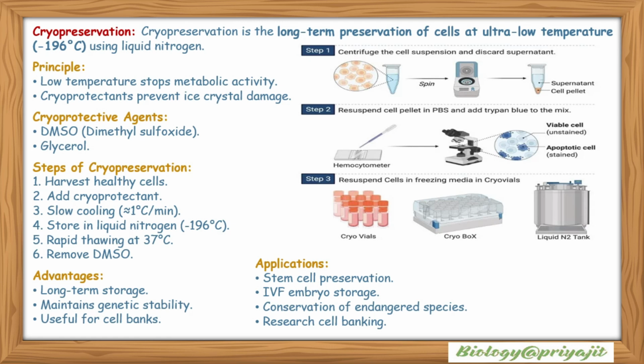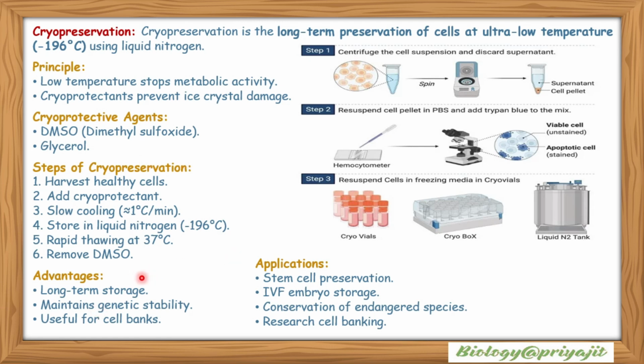So what are the cryoprotective agents? Such as DMSO, that is dimethyl sulfoxide, and glycerol. Steps of cryopreservation: harvest healthy cells, add cryoprotectant, slow cooling at approximately 1 degree Celsius per minute, store in liquid nitrogen at about minus 196 degrees Celsius, rapid thawing at 37 degrees Celsius, and remove DMSO. These are the steps of cryopreservation.